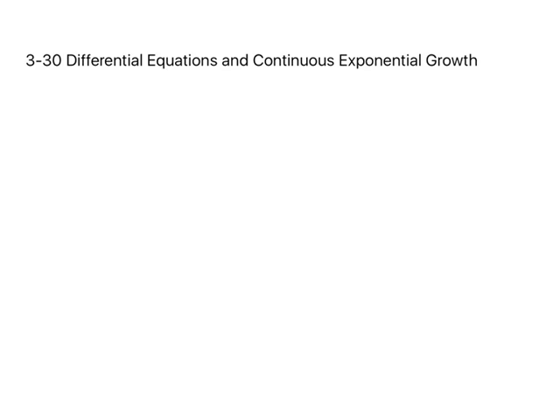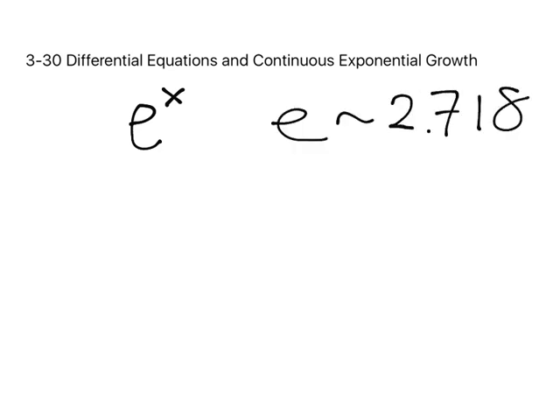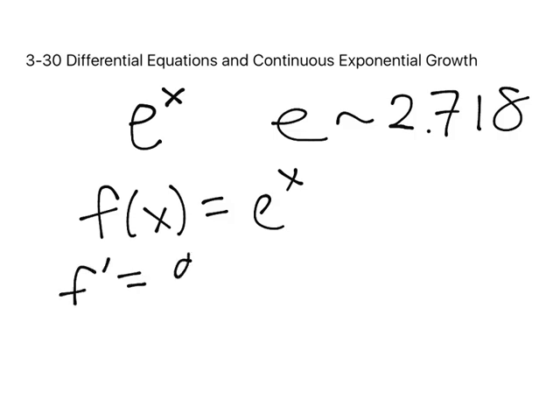This video is called Differential Equations and Continuous Exponential Growth, but really it's about this: e to the x. Remember that e is a constant, about 2.718. What is so special about e? Well, if our function is e to the x, then the derivative of that is e to the x itself.